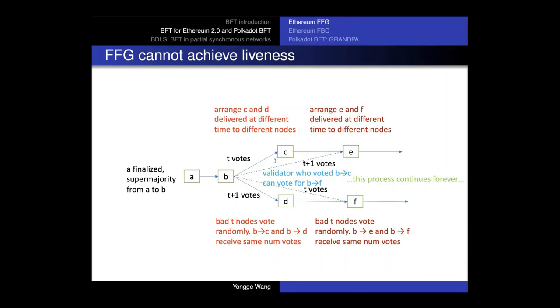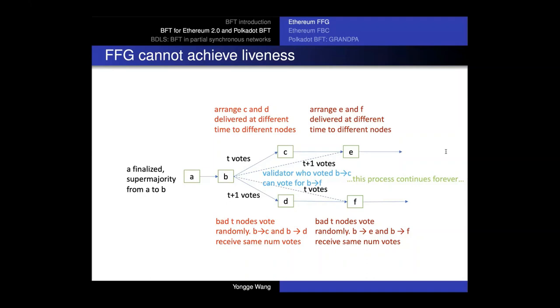But then it means that E is produced as the next block for C, and F is produced as the next block for C. Again, I can arrange E and F to be delivered to the nodes at different times. After that, E and F cannot be finalized. This kind of process can continue forever, and the Ethereum network can never produce the next block. That means deadlock.